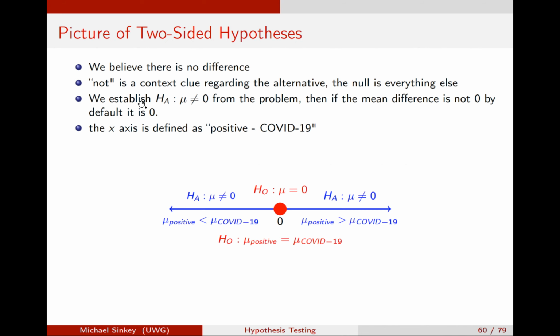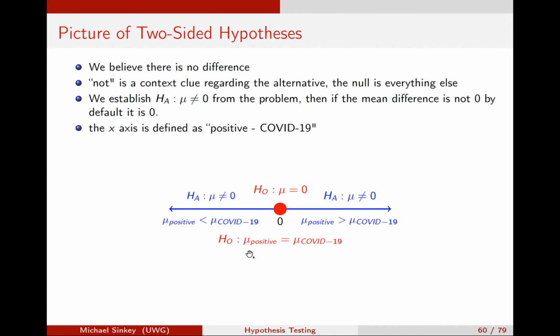Let's take a look at the null and alternative. We believe there is no difference. "Not" is a context clue. So no difference. I have a not equal sign because the alternative always has some type of inequality, and the null always has an equal sign. So HA, the difference is not 0. Okay? The null is that it is 0.